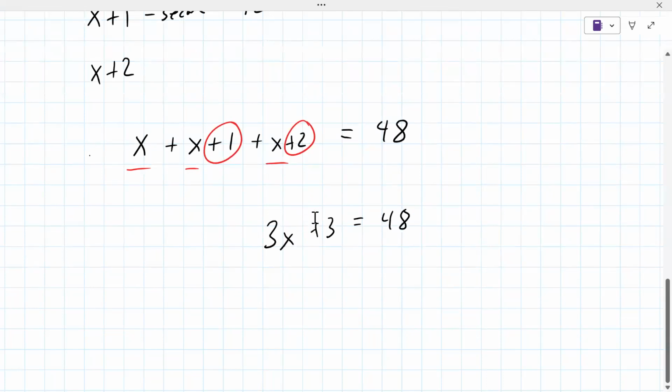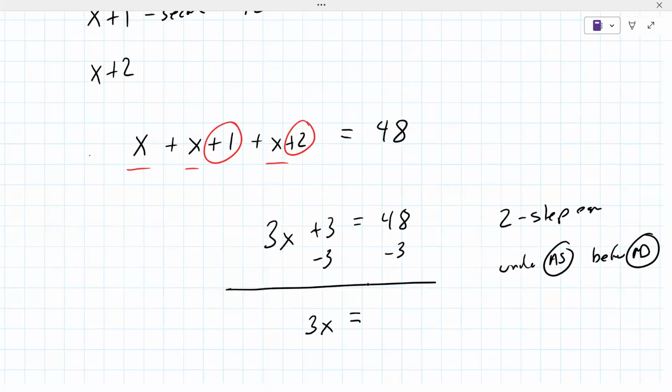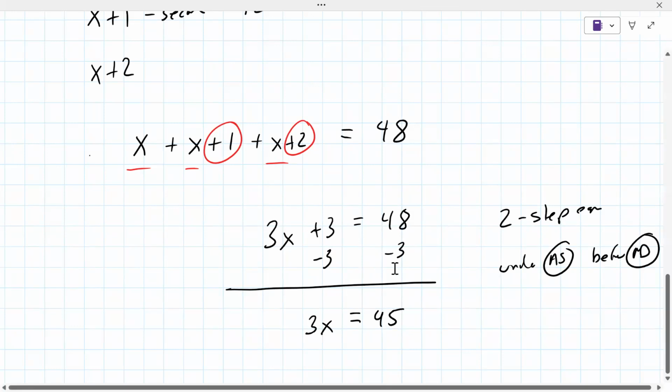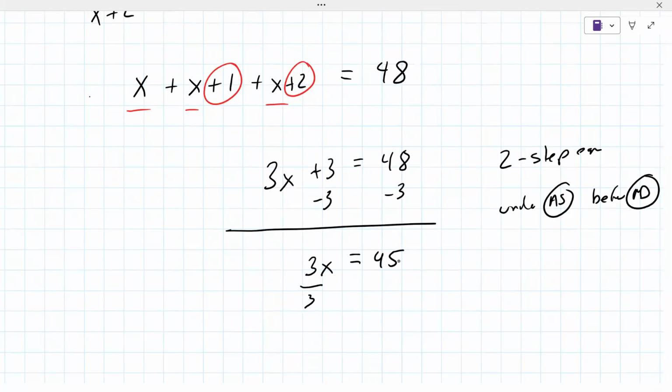All right. Now, what do you do to solve from here? Do you remember? This is a two-step equation. So you undo addition and subtraction before multiplication and division. Okay. So subtract 3 from 48, and then that would be 45. And then divide. What do you divide by? 45 divided by 3.